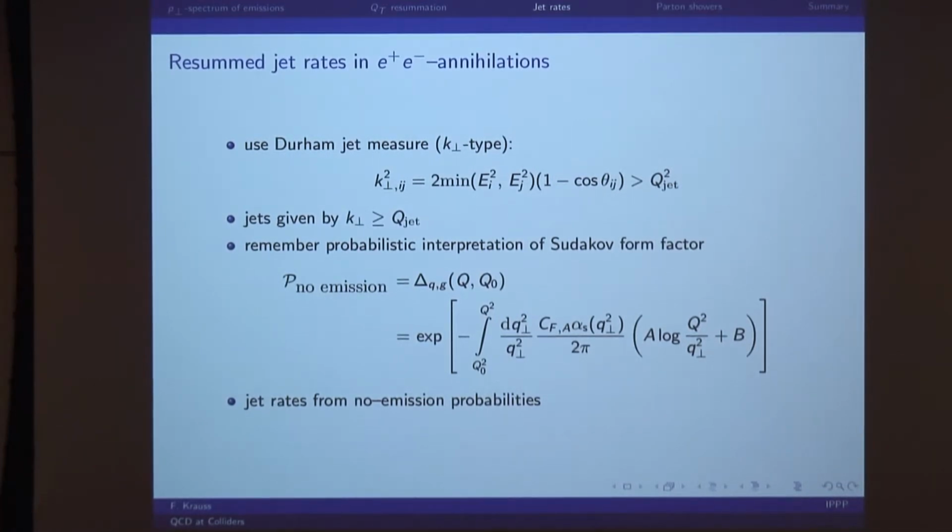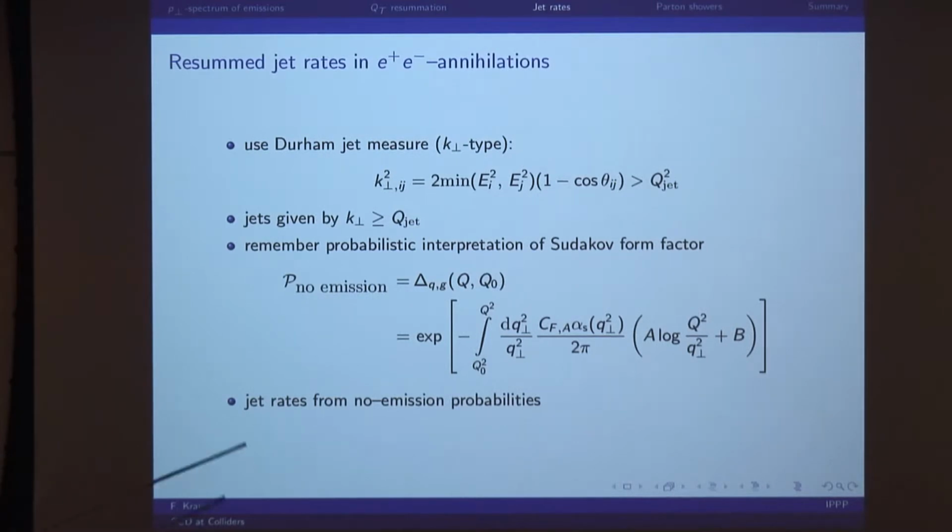What you can do now is use the Pseudo form factor and its probabilistic interpretation to calculate jet rates. So we are not discussing cross sections, we are discussing rates, probabilities. And that works fairly well because the Pseudo form factors, as we discussed yesterday very briefly, are probabilities for no emission.